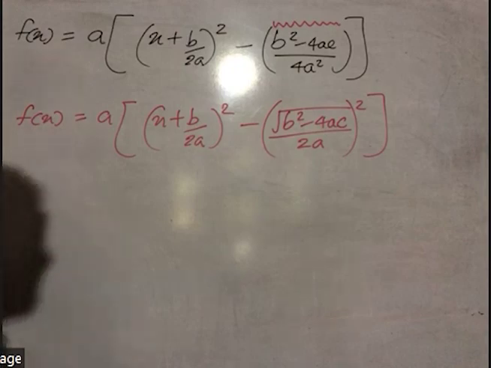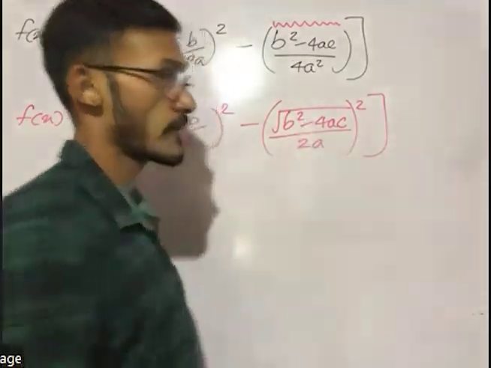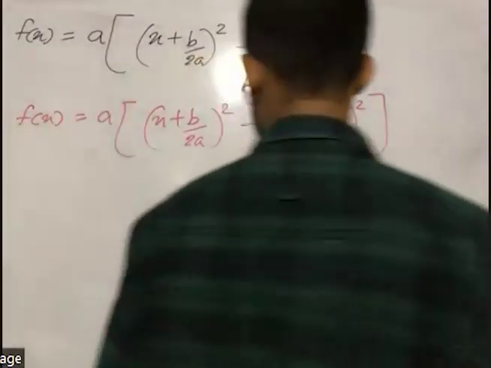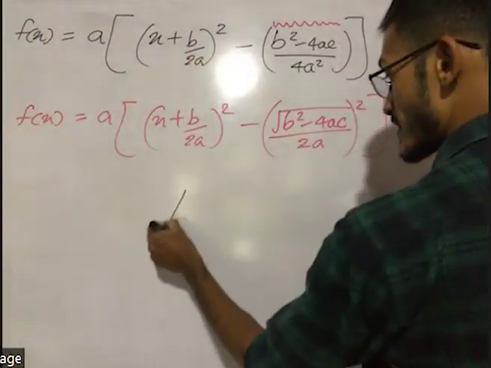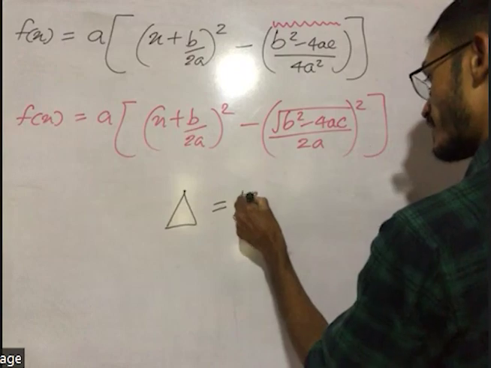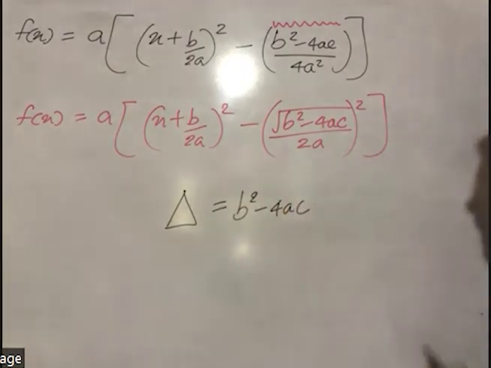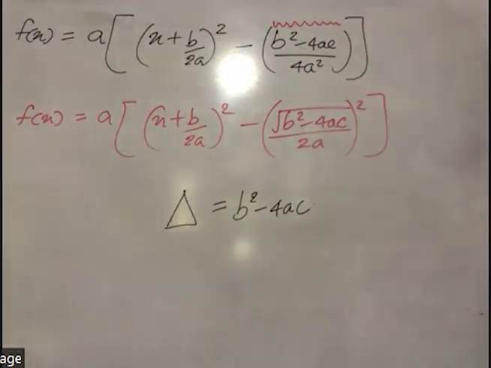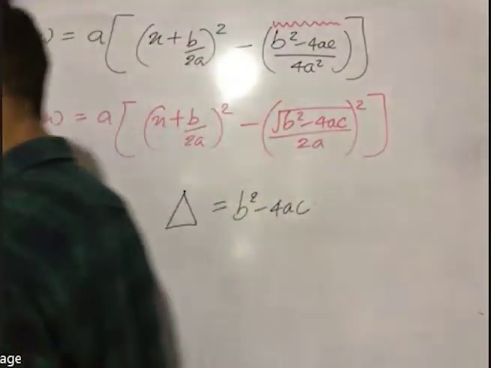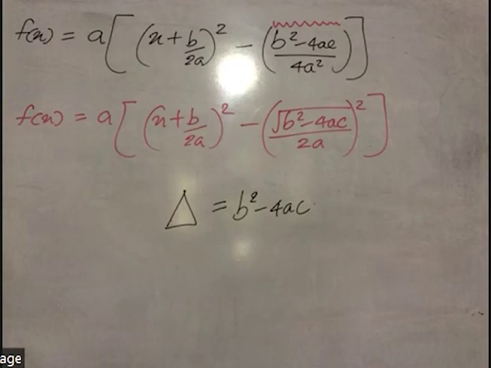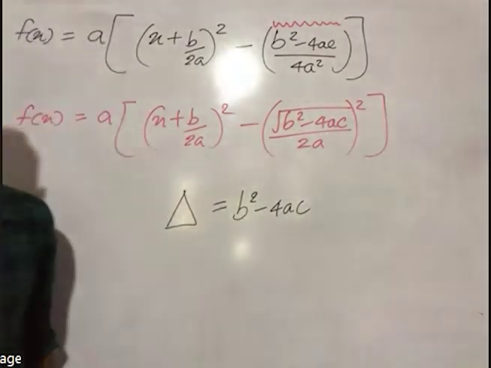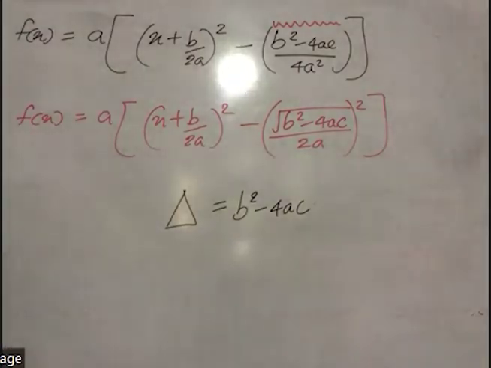Now this b square minus 4ac is known as the determinant or delta. We can write down b square minus 4ac. Using this delta value, we can find out whether this function can be separated into factors, is a complete square, or cannot be separated into factors. That we can determine using this delta value.